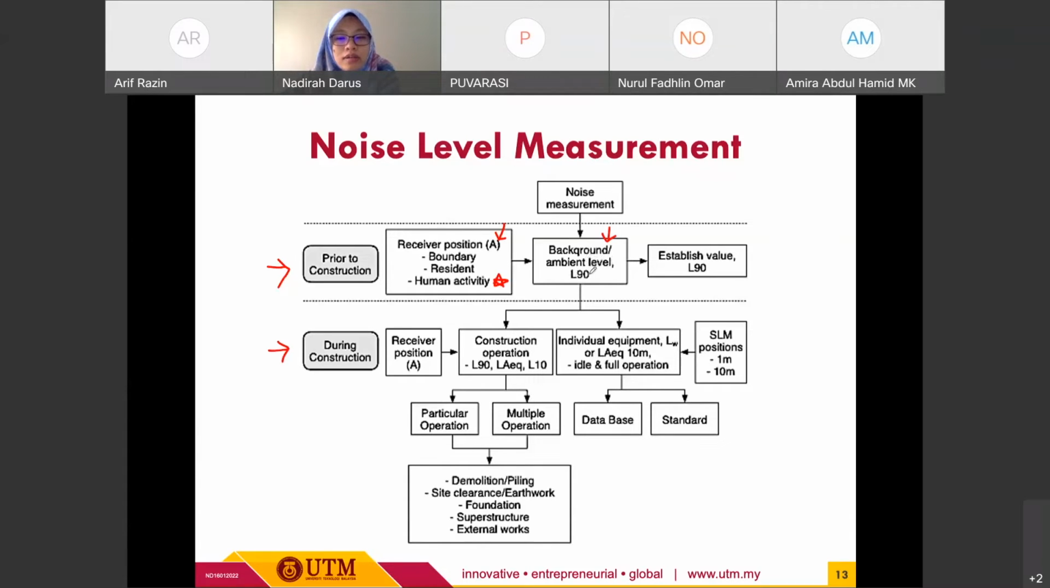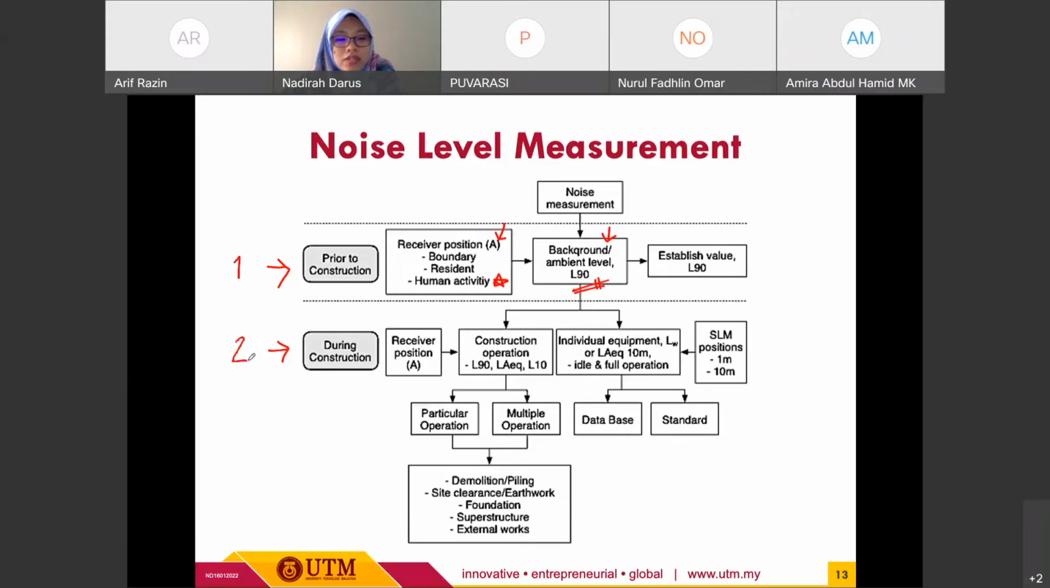The background noise is L90, which represents the sound level for 90% of the measurement time. That's why we call it L90 here. Then we have an established value for L90 based on the combination of all these measurements. So this is for the first stage, prior to construction, during the planning stage.